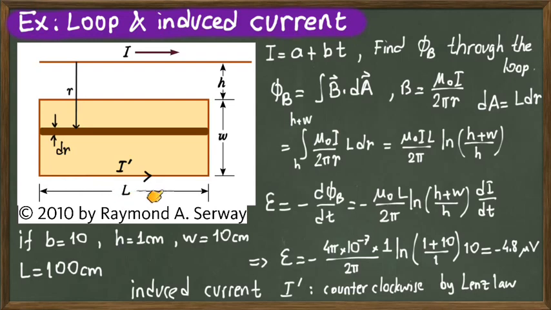So it must be in this direction, because the current I is producing a magnetic field which is into the page, and the induced current must produce a magnetic field which is out of the page, because the flux is increasing and the magnetic field produced by this current is into the page. If the flux is increasing, then this induced current must produce a magnetic field which is out of the page, right? And this is only possible when the current is flowing in the counterclockwise direction.